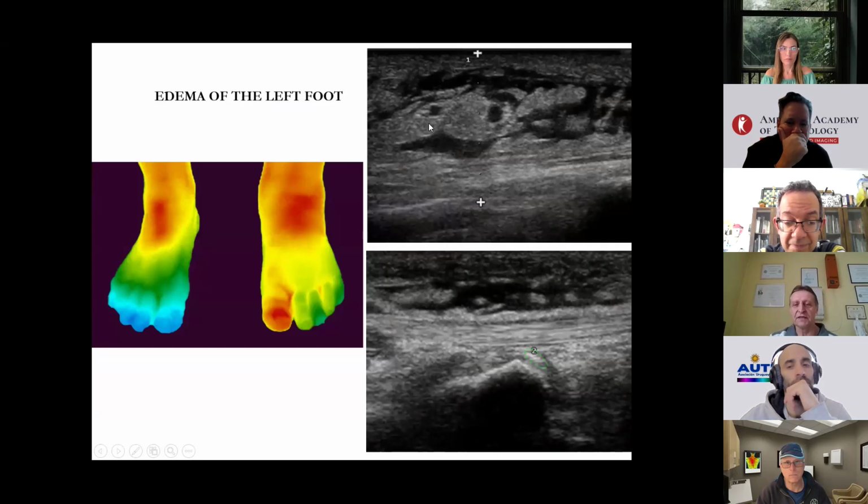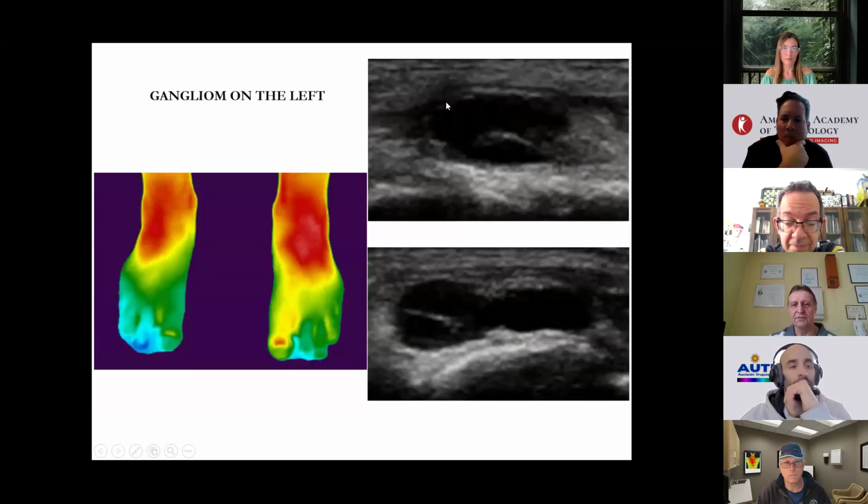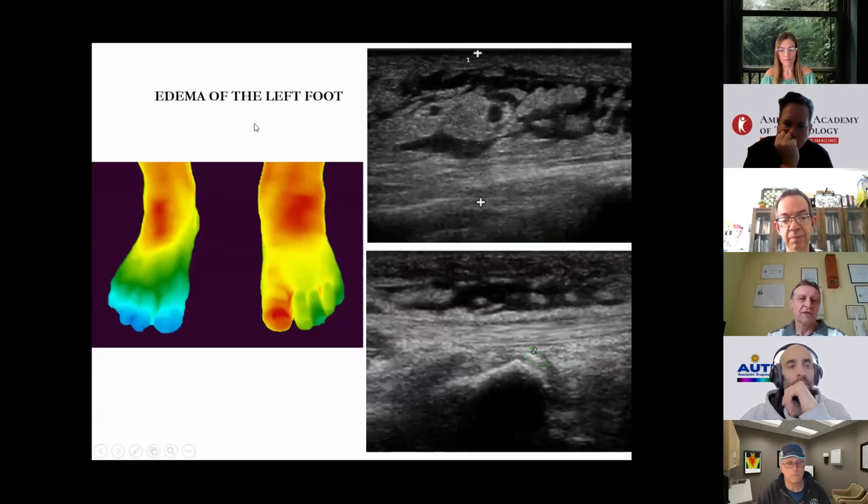On sonography, we can see a hypoechoic filling, a well-bordered ganglion, and at the site of the ganglion, we see increased temperature activity. Edema of the left foot. On sonography, we see hypoechoic filling between the fat lobuli in the supranormal part. And as a consequence of that, in this case, there is increased temperature activity.